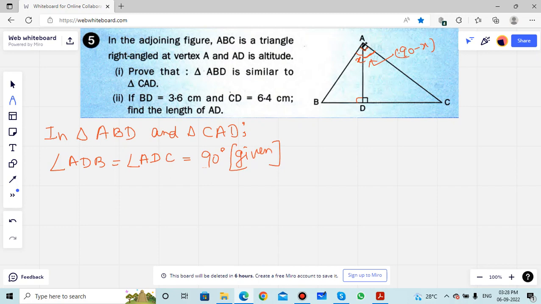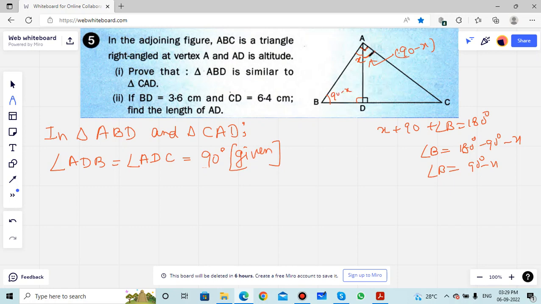Now coming to this one here. In the triangle ADB, if this is x, this is 90, how much will this be? Using angle sum property, x plus 90 plus angle B should be equal to 180 degree. So angle B will be equal to 180 degree minus 90 degree minus x. So angle B is 180 minus 90 is 90 degree minus x. So will this become 90 minus x?